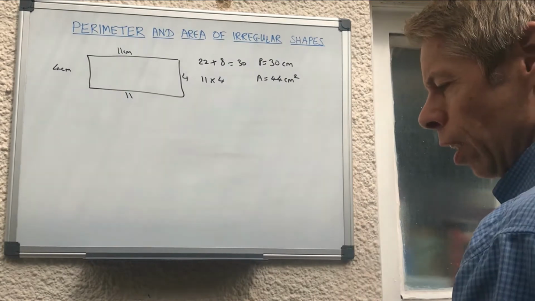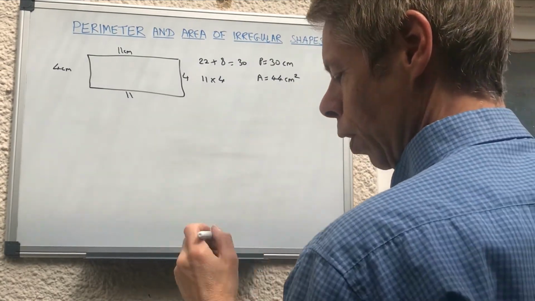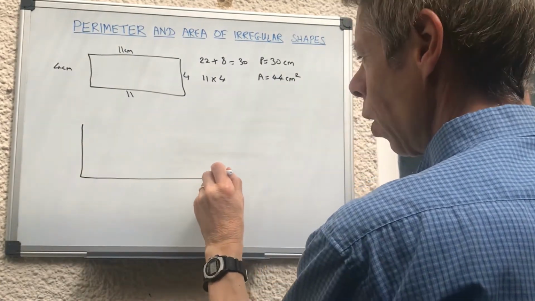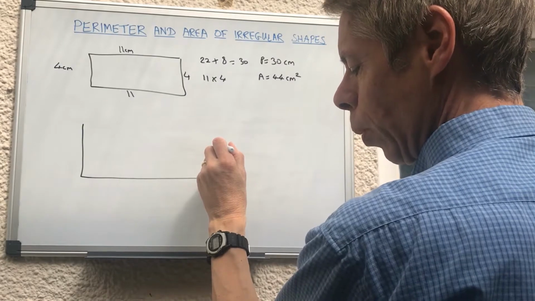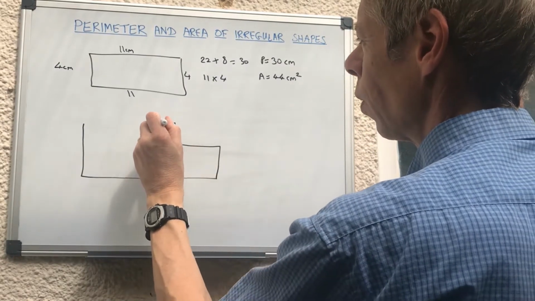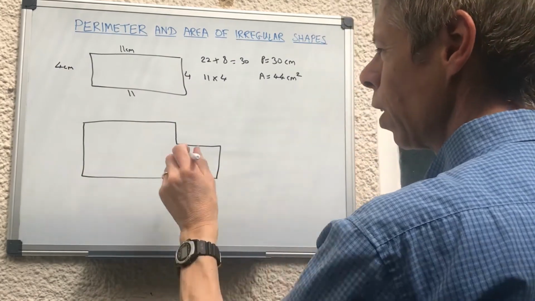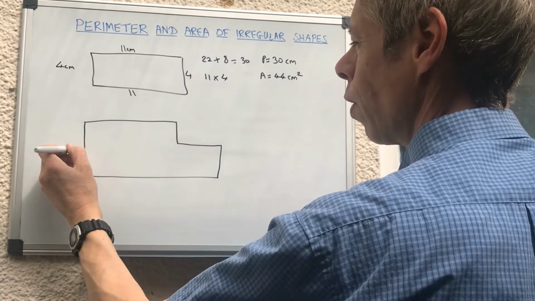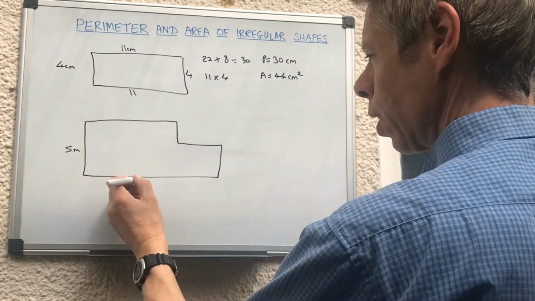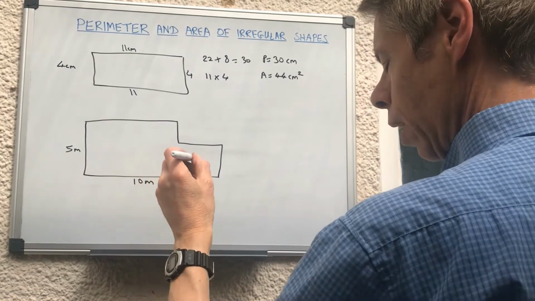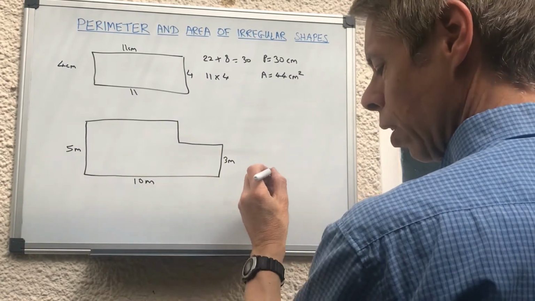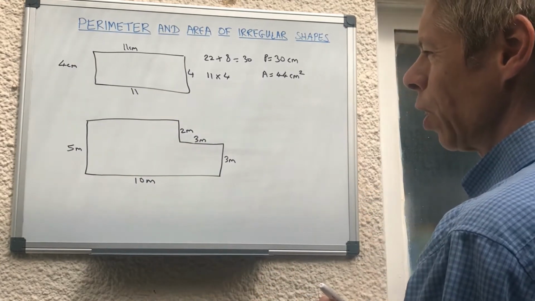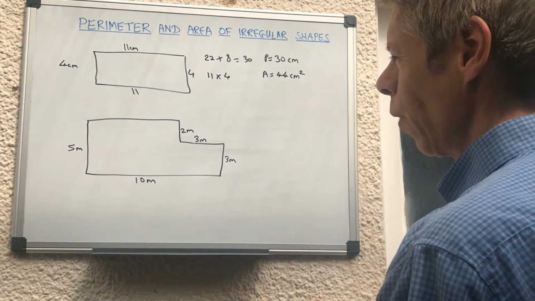So now we're going to get a bit more complicated. I apologise for the amazing artistry here. If we had a shape, what I'm going to give you is the minimum information you would need to actually work out the perimeter and area of this shape, assuming all these angles are right angles. So if that was 5 meters, if that was 10 meters, then this 3 meters, this 3 meters, and this 2 meters, that's all the information you would need to work out the perimeter and area of this shape.